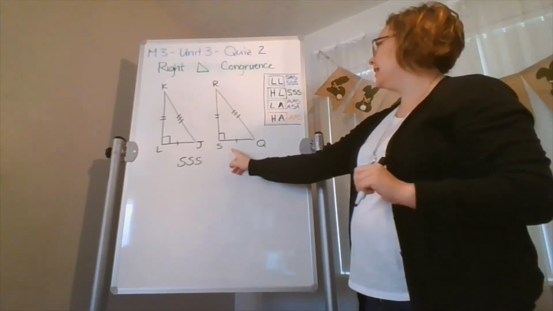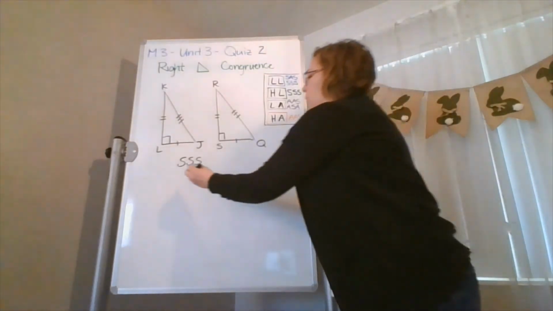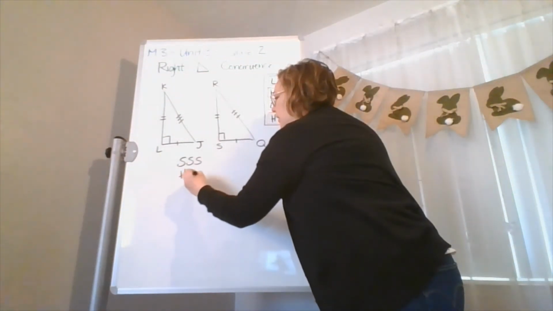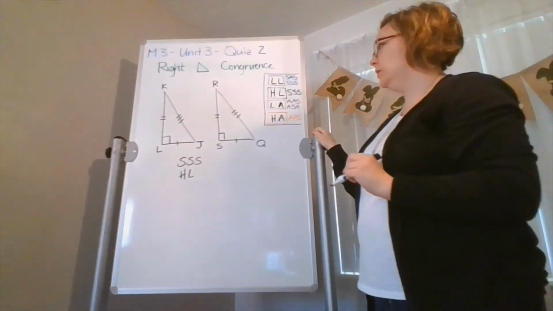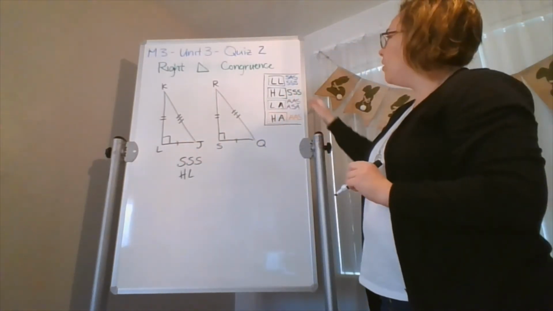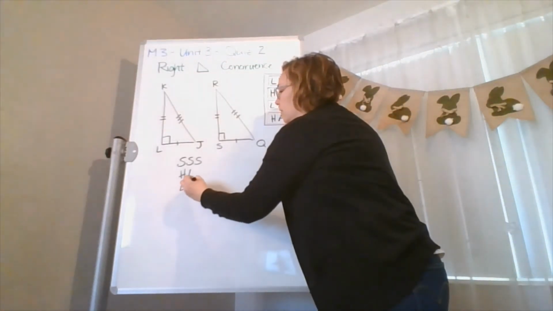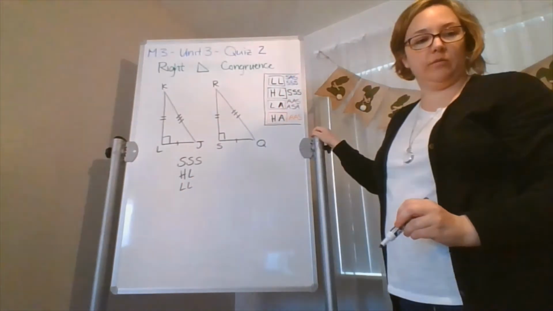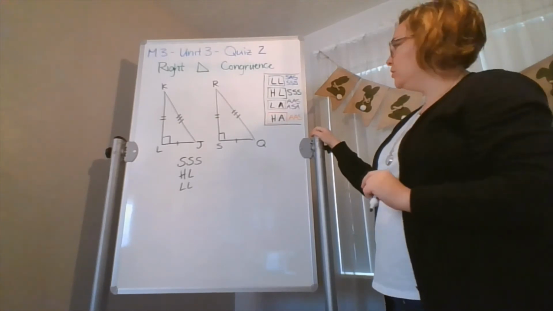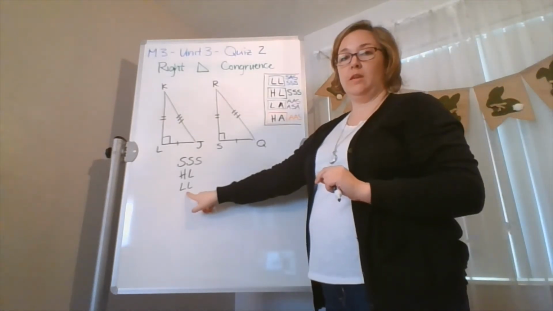And since side, side, side relates to hypotenuse leg, then we can take that as a triangle congruence that we might be able to use. They are right triangles, so it's allowable. We also know side, side, side relates to our leg theorem. So that allows us, as well, a triangle congruence that will also work.